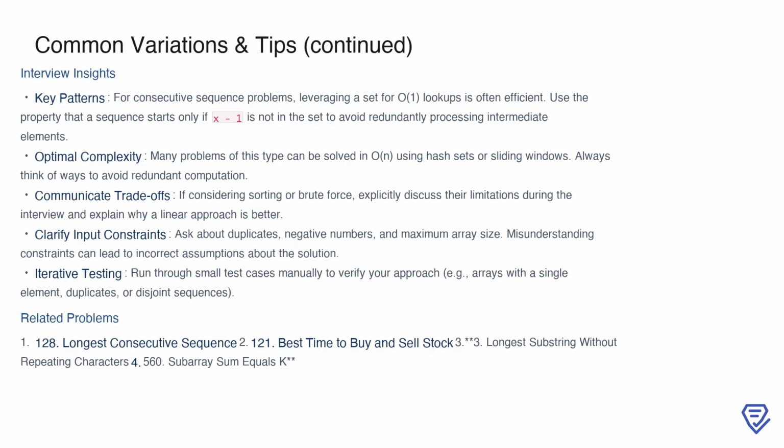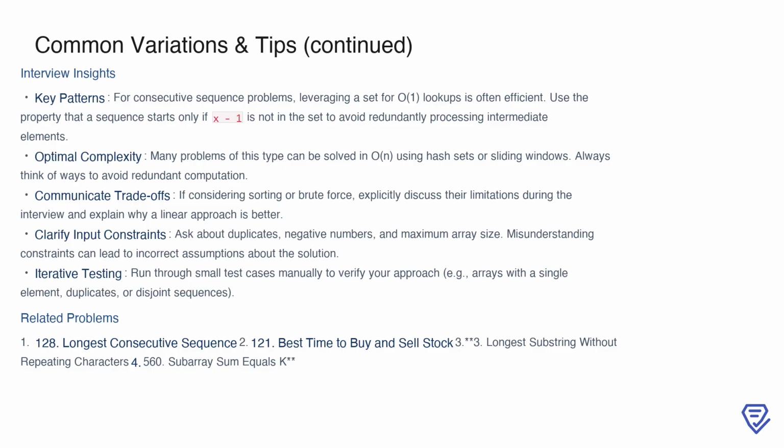To approach consecutive sequence problems effectively, there are a few key insights to keep in mind. A critical pattern is leveraging a hash set for O(1) lookups, which allows you to efficiently determine if a sequence starts by checking whether x-1 is absent from the set. This avoids redundant processing of intermediate elements. The optimal complexity for problems of this type is often O(n), achievable through hash sets or sliding windows, and reducing redundant computations is essential to reaching this efficiency.